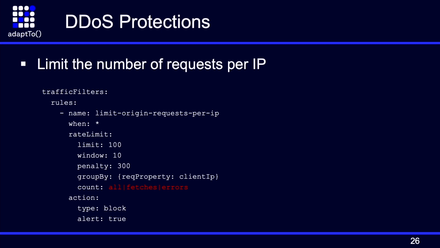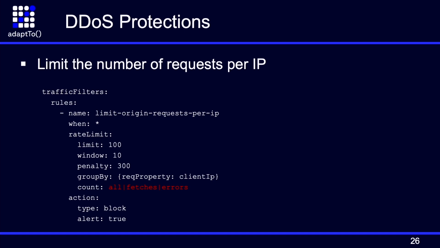We have a group by property. Here it's set to client IP, but you can actually rate limit whatever you want: user agent, path, etc. And then we propose three variants of rate limiter through the count property. With count all, we will simply count all requests that go to the CDN. Count fetches counts only requests that go to origins. And the final one is count errors, to count only both client and server-side errors.